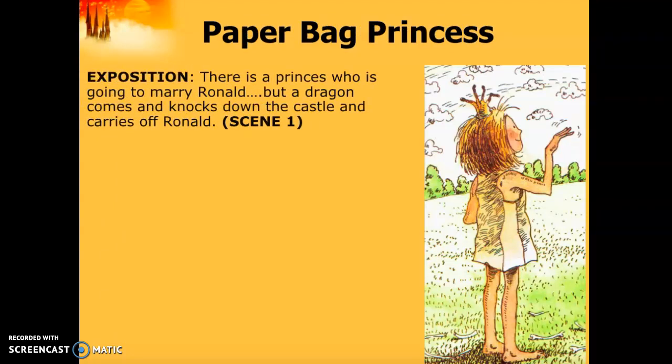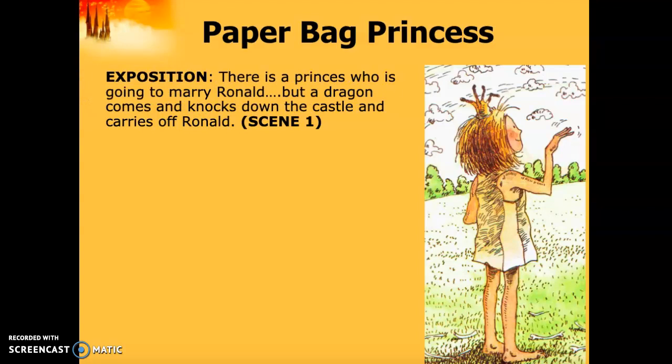Let's use the Paper Bag Princess, our mentor text, to take us through those 5 steps of the story mountain. So first, again, we start with our exposition, where we have our princess, who should have an extra S on that word, who's going to marry Ronald. We meet our character, and then right away we have our problem. The dragon comes and knocks down the castle and carries off Ronald. And that's right in scene 1. I would call all of that happening in scene 1.